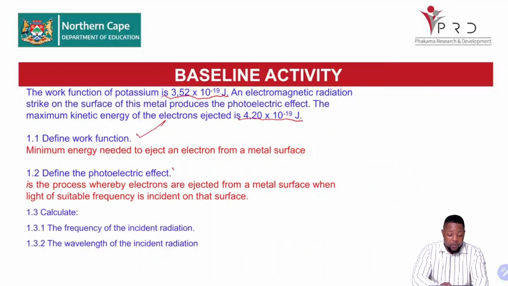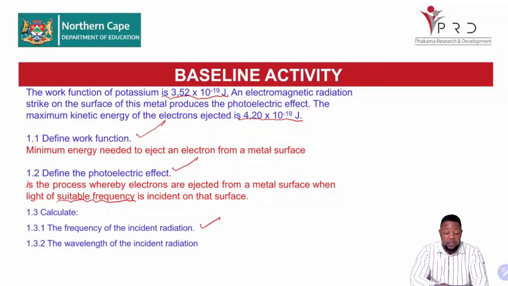We are expecting questions such as define the photoelectric effect, which is the process whereby electrons are ejected from a metal surface when light of a suitable frequency is incident on that surface. So we are also expecting questions such as calculate the frequency of incident radiation, calculate the wavelength of incident radiation. At the end of this lesson, you will be able to answer these questions.